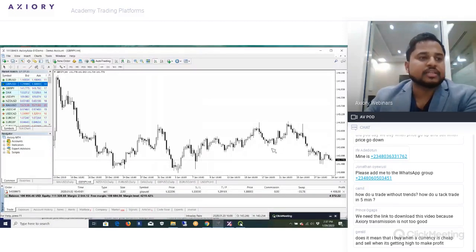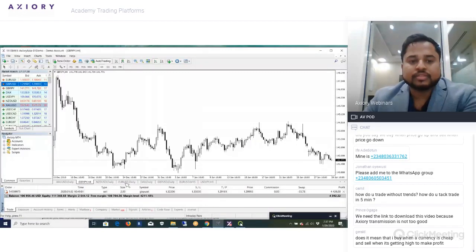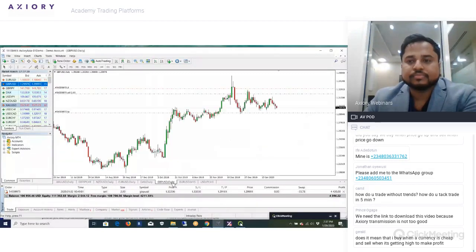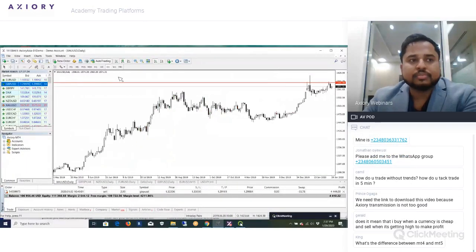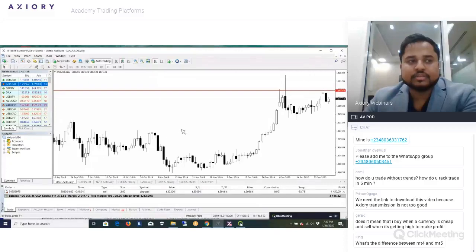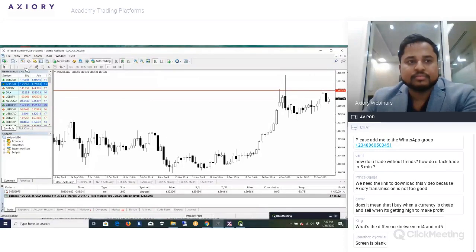Yes. Someone is asking, does it mean that I buy when a currency is cheap and sell when it is expensive to make a profit? Yes. For example, you see the gold here. This is a chart of gold.